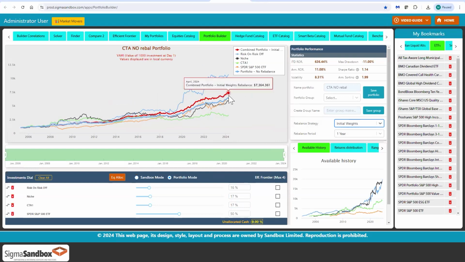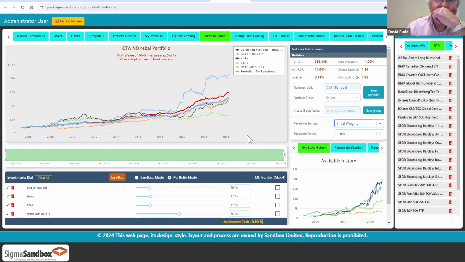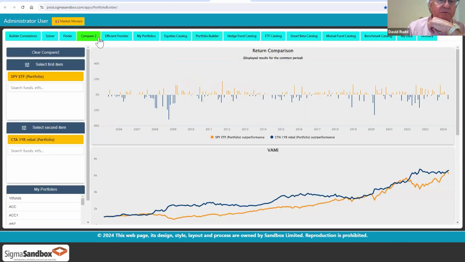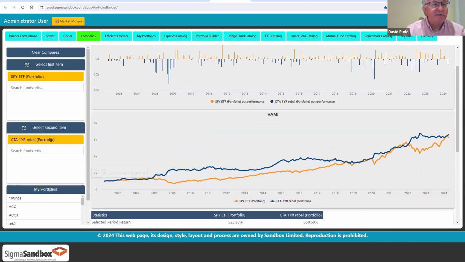Okay. So then now you have a return stream that's actually beating the S&P on an absolute return basis. It also has a maximum drawdown that's only 11%. So let's look at the compare to tool. So here's the CTA with a 1-year rebalance. The three CTAs with a 1-year rebalance. And compared to, again, the SPY.